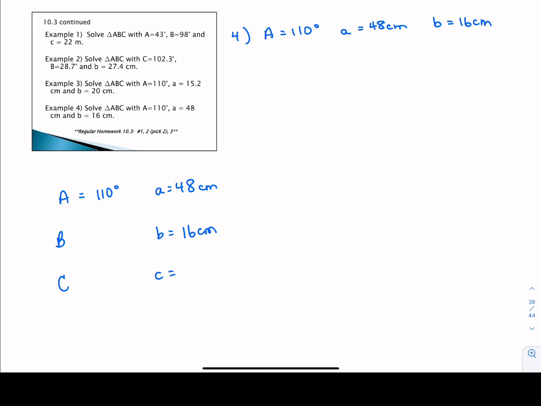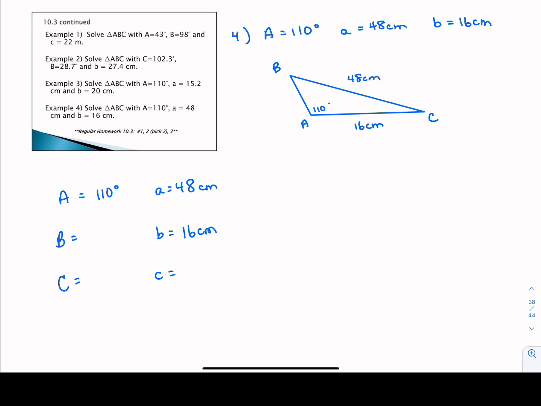So we're looking for side C, we're looking for angle C, and we're looking for angle B as well in this type of question. Now once again, let's draw out this triangle, see what our given information looks like, or what orientation we're given, and then we can solve from here. So we've got angle A measuring 110 degrees. We have angle B, which is unknown, but side length B is 16 centimeters. And we have angle C, which is unknown. And the only other measurement that I'm missing now is side length A, which we know is 48 centimeters.